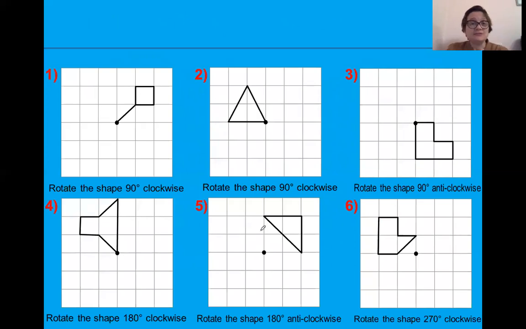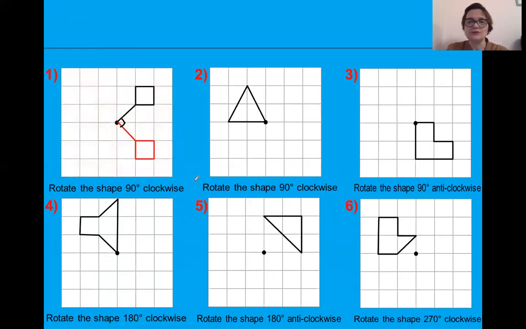Here you have 6 different shapes. The first one says 90 degrees clockwise. Let's have a look at what is going to happen. Use tracing paper, and trace not only the shape, but always also the line that joins the center of rotation with the closest point of the shape. Then just rotate the tracing paper around until this angle here is 90 degrees. So this one is the angle, right?